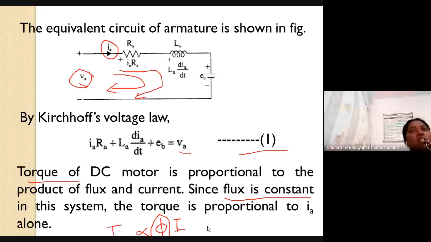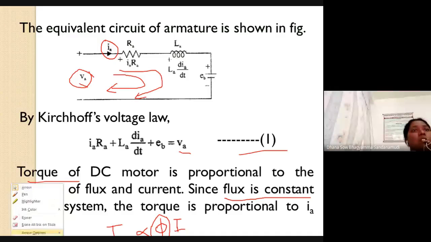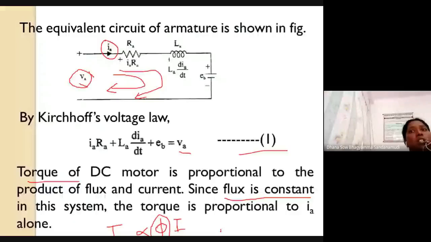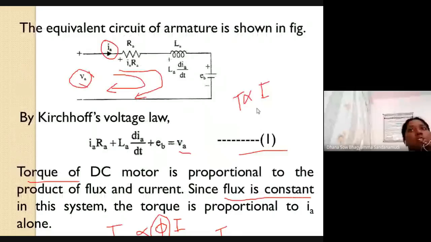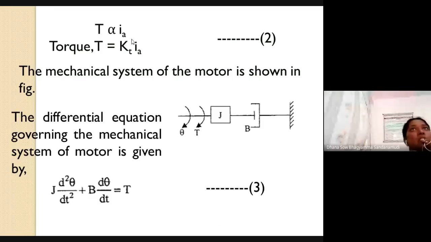Since the flux is constant, what will happen? The torque will be, I will write here, proportional to the current. Actually, here we are considering the armature current, so I should write IA, but it is difficult for me to write this with the cursor, that's why I didn't write it. So torque is proportional to the armature current. If you remove the proportionality, you just replace it by some constant, the torque constant.